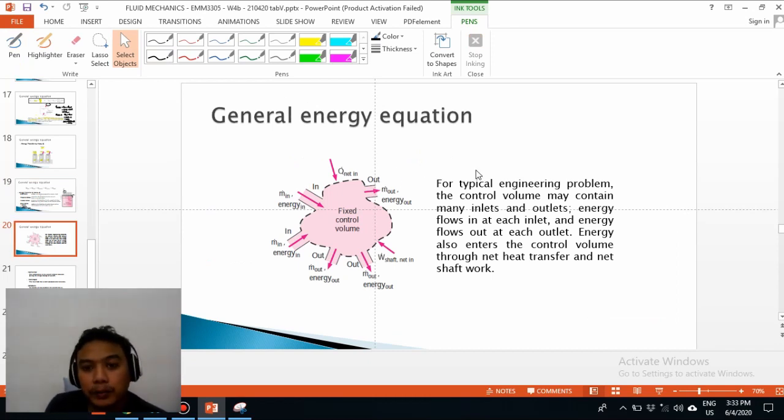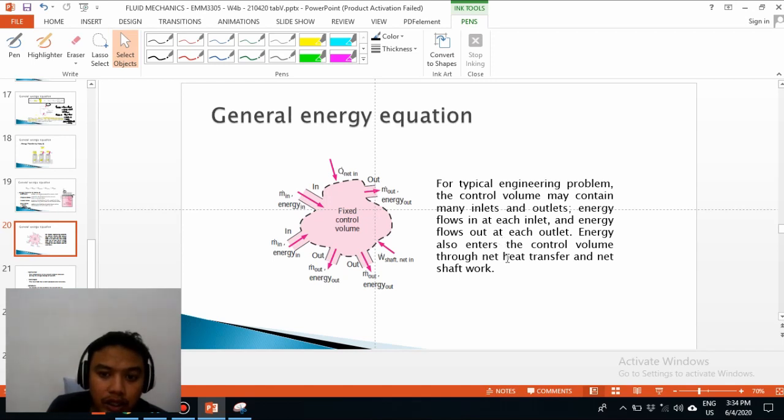Okay. For typical engineering problems, the control volume should have inlets and outlets. So we should have an inlet of mass flow rate and energy, and we have an outlet. Okay, energy flow in each inlet and energy flow of outlets.